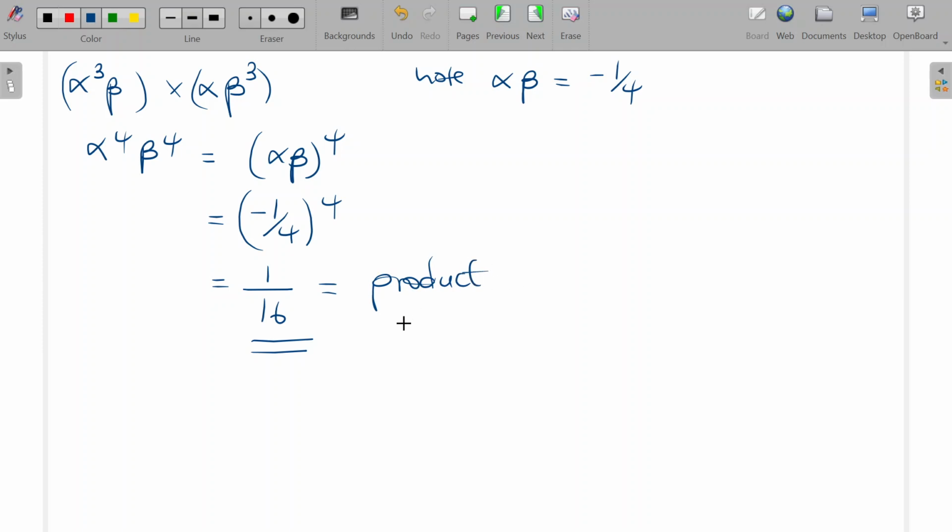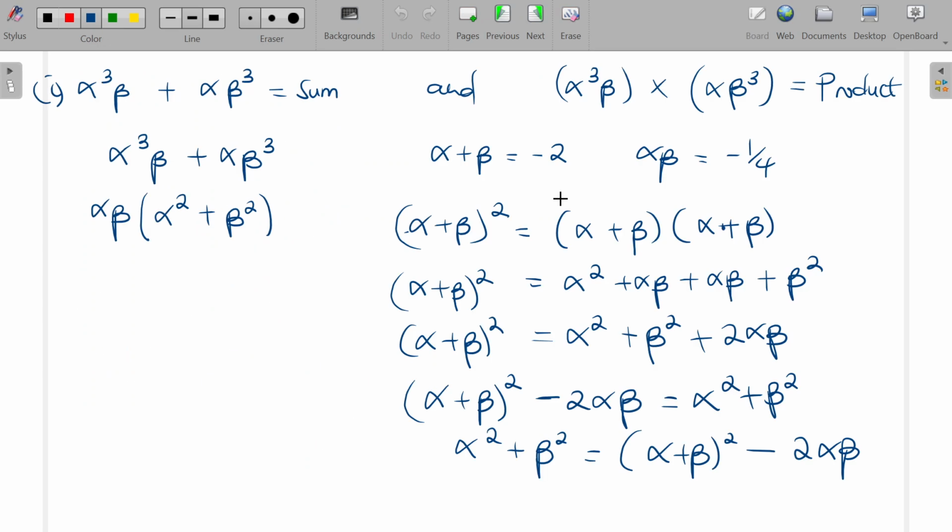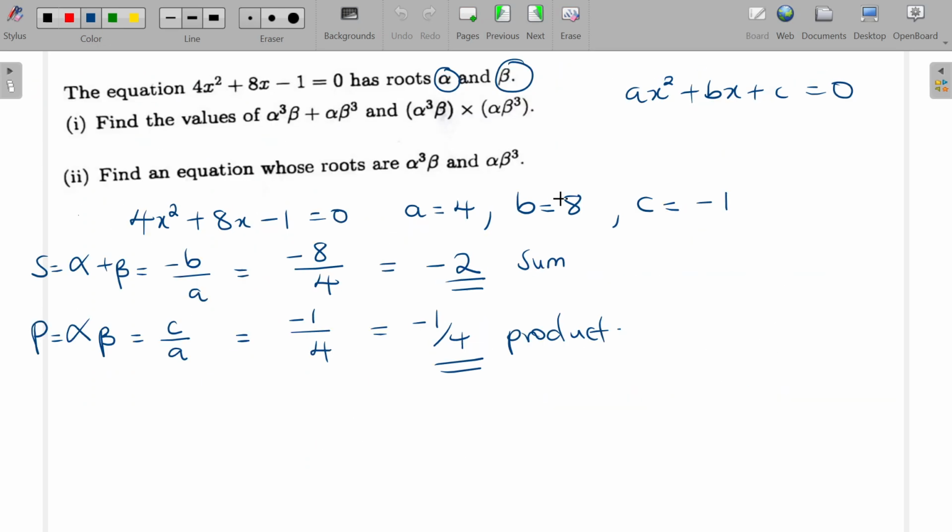Are we together? Yes, sir. Okay, so that would be the first question. I've taken time because I wanted you to understand the principles they were using to solve this. So you can check the next question they're asking us. It is saying find an equation whose roots are alpha to the power 3 beta and alpha beta to the power 3. So you've seen that it's just the same thing we've been doing.